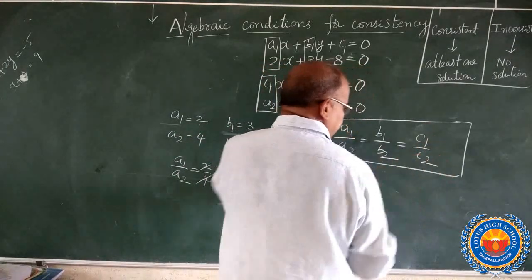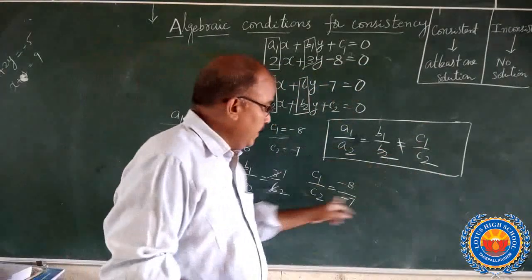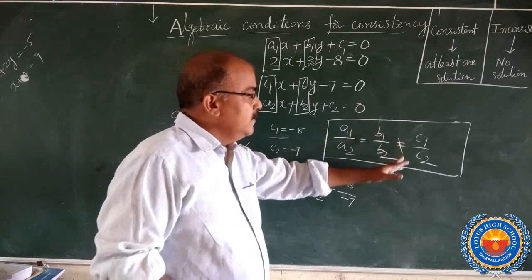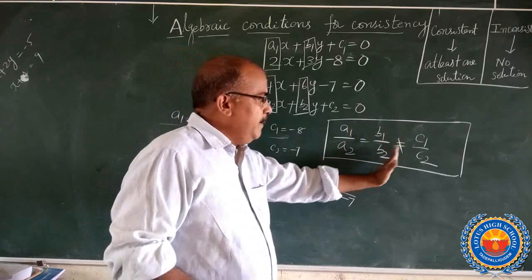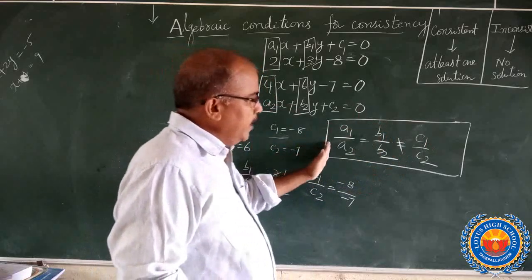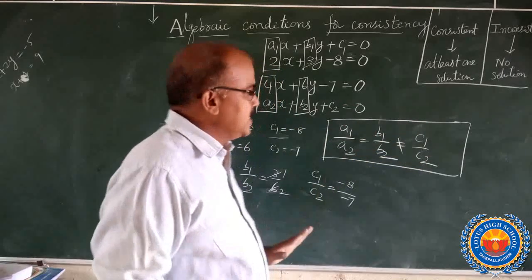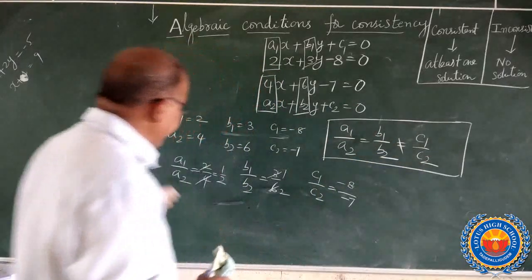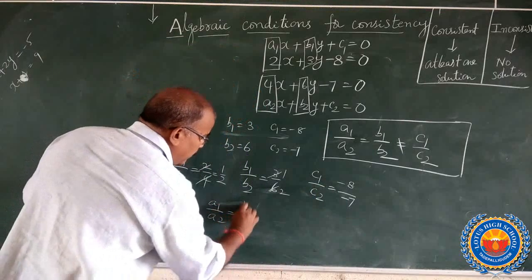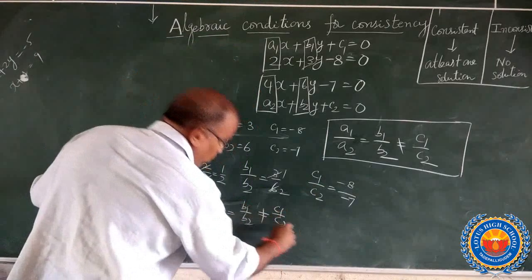We can write here, instead of is equal to, not equal. Why? Because A1 by A2 is equal to B1 by B2, and from here B1 by B2 is not equal to C1 by C2, or A1 by A2 is not equal to C1 by C2. Finally, I can write A1 by A2 is equal to B1 by B2 is not equal to C1 by C2.